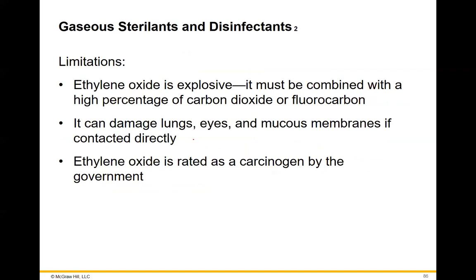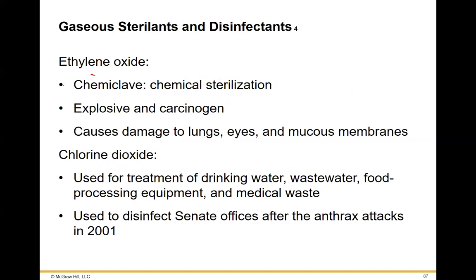It's also explosive, and it's a carcinogen. And it causes a lot of tissue damage if you contact it. So this is a problem, especially if you're using it the way that they usually use it, which is to sterilize rooms. They can fill whole rooms with this gas, and then they have to be able to pump it out. But people can't go in there while that's still in there. That creates something called a chemiclave, which is a chemical version of an autoclave. It's just creating a big room with gas, chemical in it, and you can sterilize everything in there by exposing it. And then chlorine dioxide, which isn't on your study sheet, was used to treat water and also the Senate offices when they were attacked with anthrax. That's 2001.